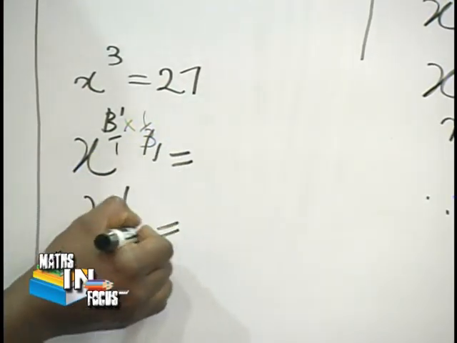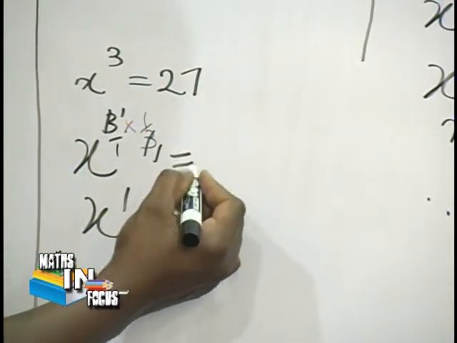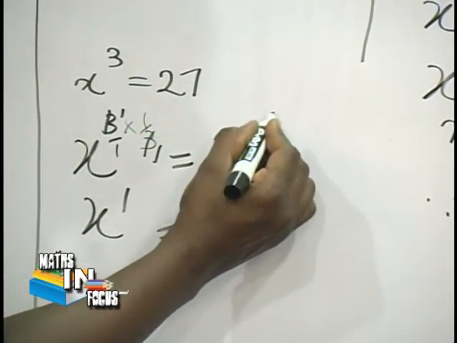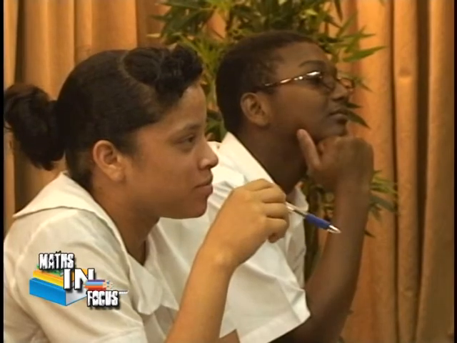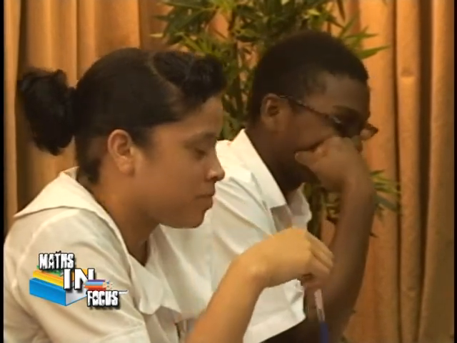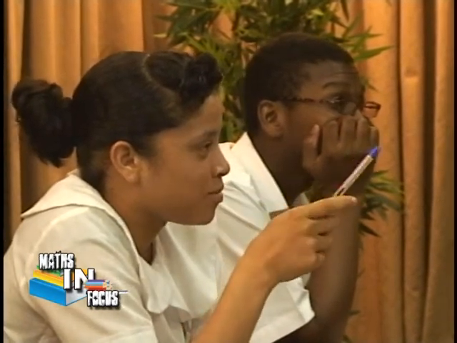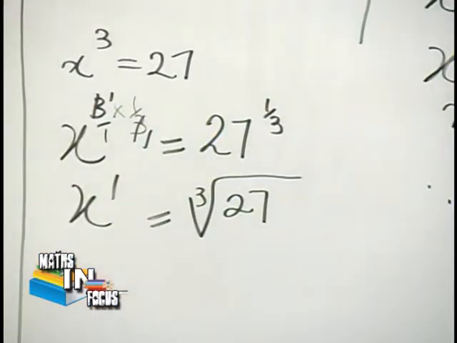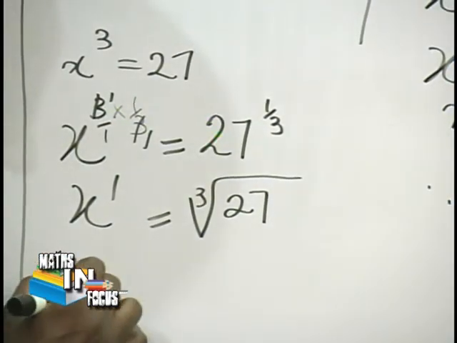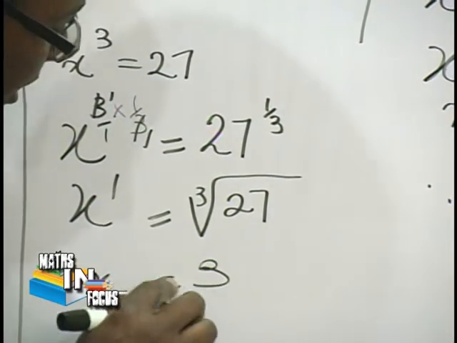Go on. Okay, you raise the 27 to the 1/3 power. And 1/3 indicates to us that we're finding the cube root of 27. And how do we find the cube root of 27? What do we ask ourselves? Which number do we multiply by itself 3 times to get 27? And that happens to be 3. Therefore, x is equal to 3.